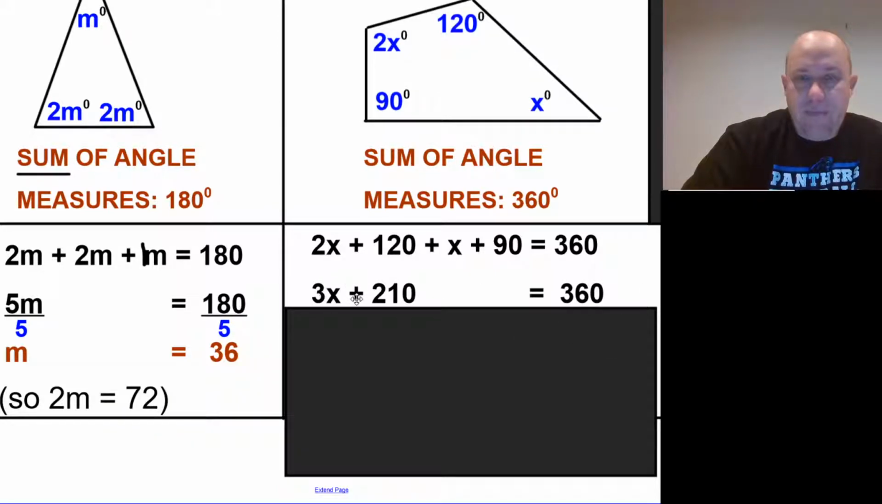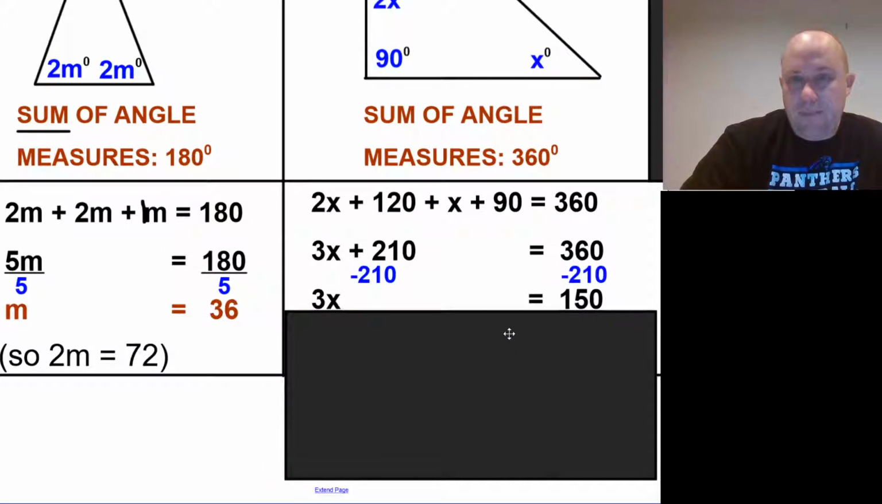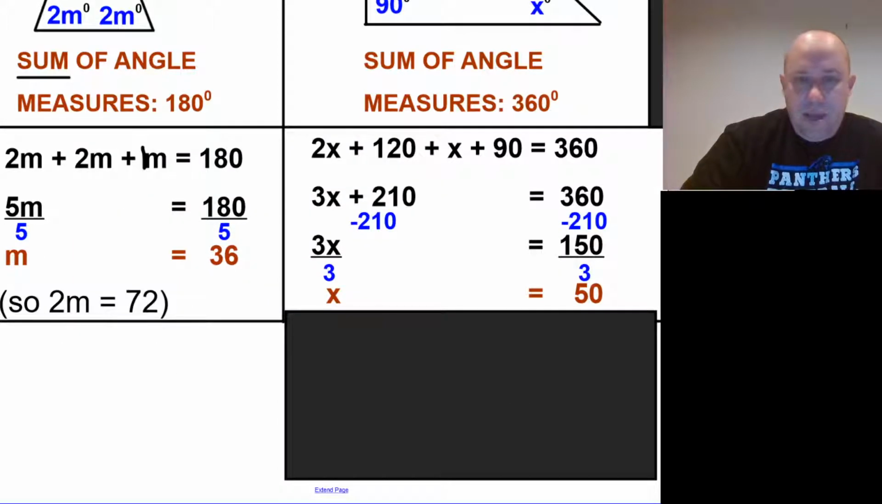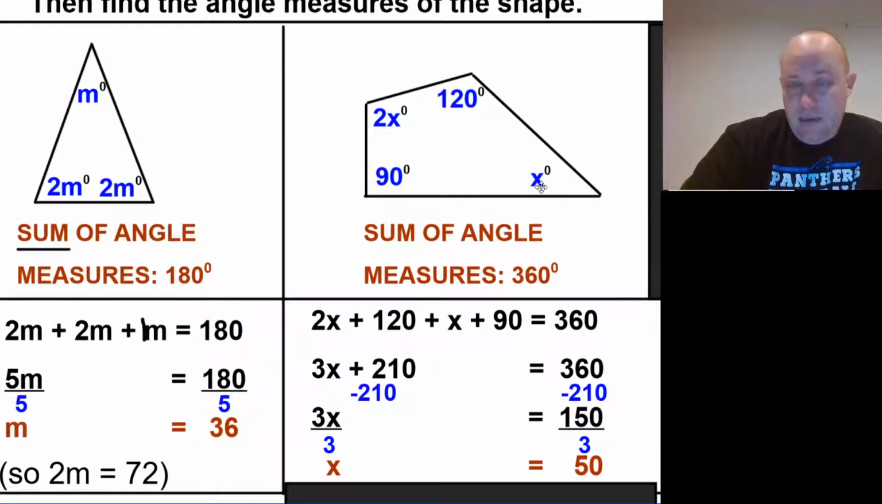Move things away from the x. So bring your numbers together first. So subtract 210, which would give you 150. And then you can divide by 3, which would give you your answer as 50. So this answer here, as it's just x, would be 50. And this angle here where it says 2x would be 2 times 50, which is 100.